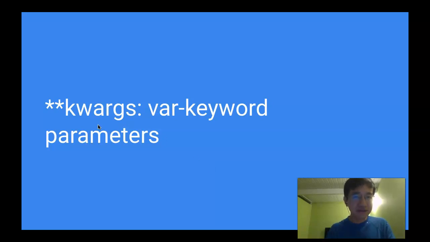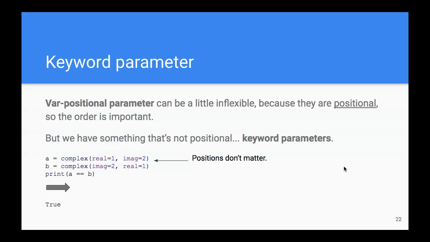Hi, in this video, we're going to talk about the double asterisks and the var keyword parameters. So we have studied the var positional parameters, or variable number of positional parameters, and they are very useful. However, because they are positional parameters, the order that they're specified in the definition of a function or method does matter. So at times they can be a little inflexible. Now we have something that is very flexible, right? Those are the keyword parameters.